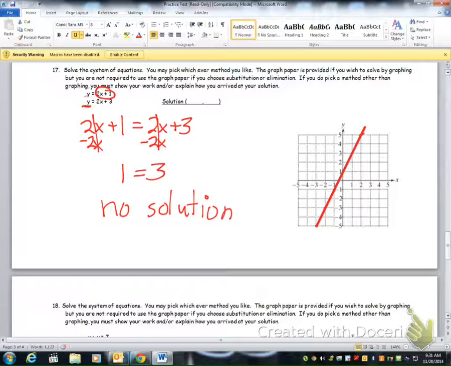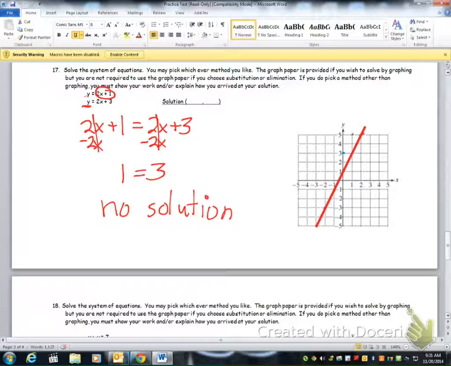So our y-intercept here is 3. And my slope is... This line right here. We graph that line. What's this line? 3 is your y-intercept. What's your slope? 2. So I'm going to rise 2, run 1.